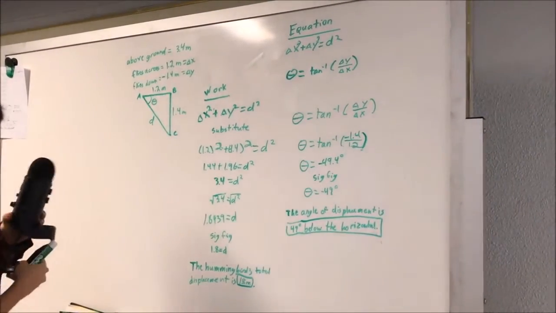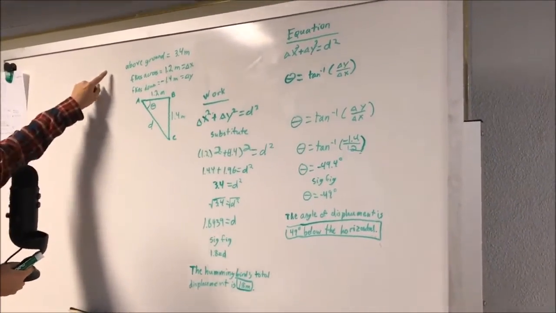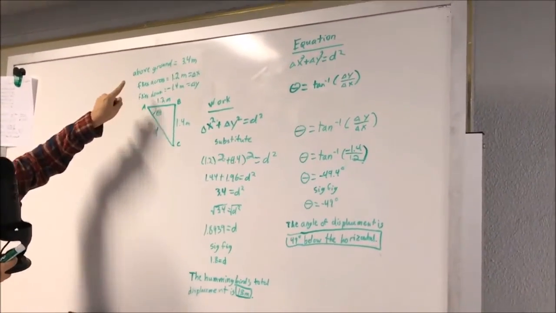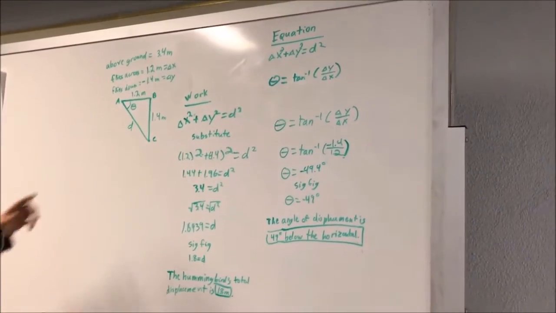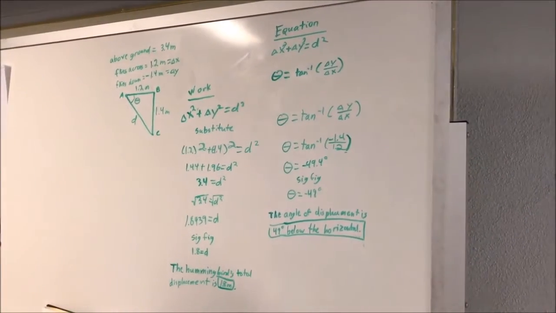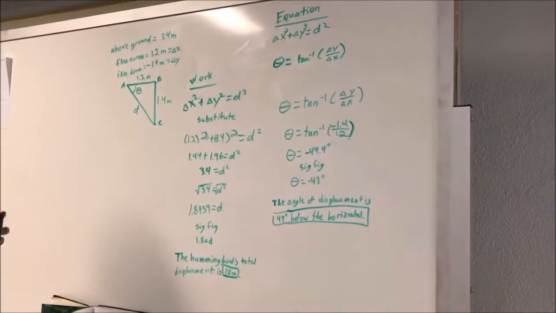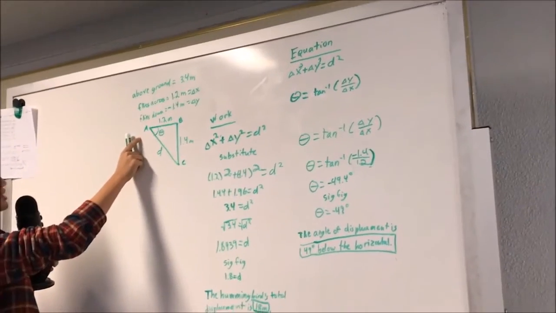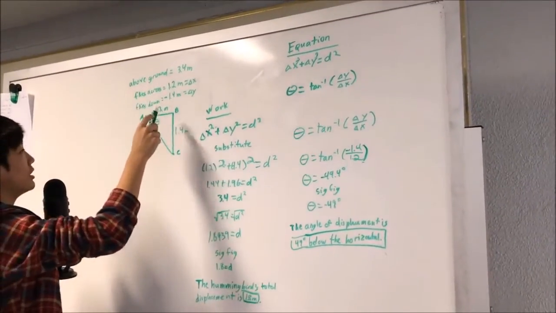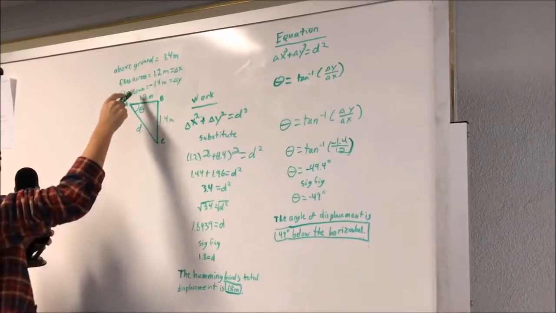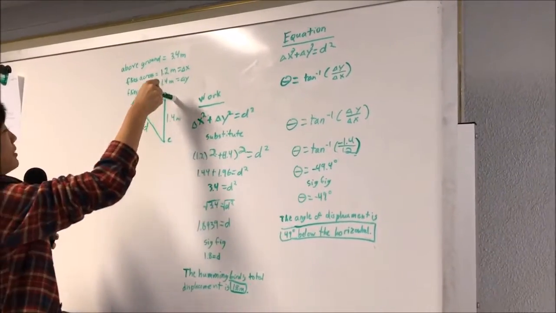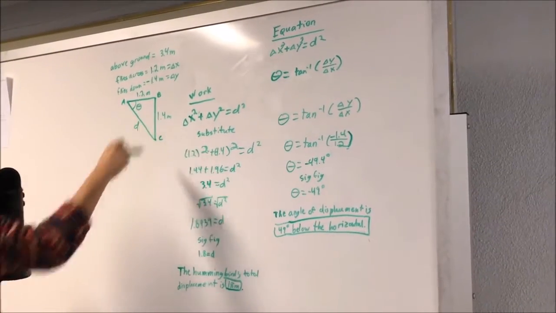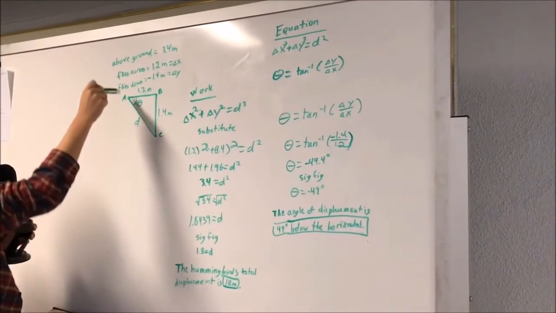Okay, so first we want to write down what all the data is. Above ground equals 3.4 meters, flies across 1.2 meters, and flies down negative 1.4 meters. Now we draw a quick diagram. The hummingbird starts at point A and moves to the left or right across 1.2 meters to point B, and then flies down negative 1.4 meters to point C, and the displacement is AC.